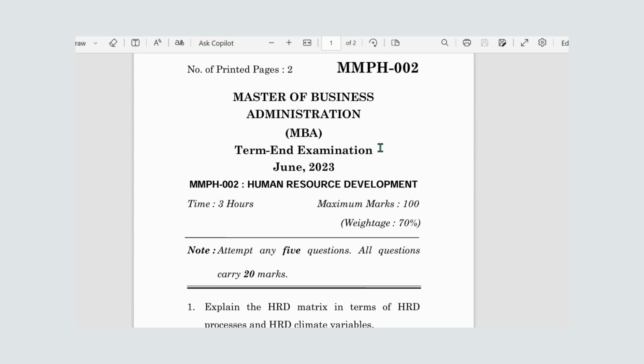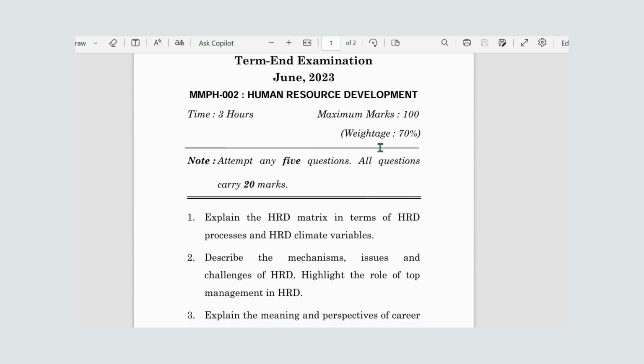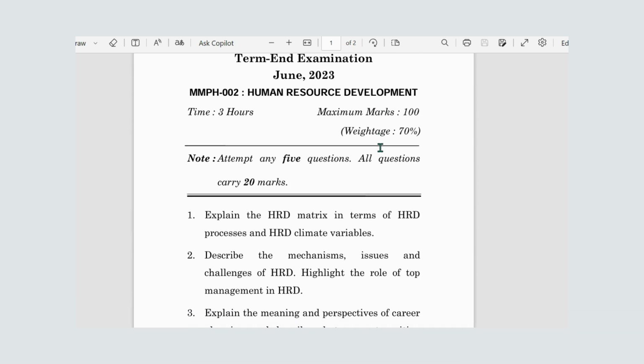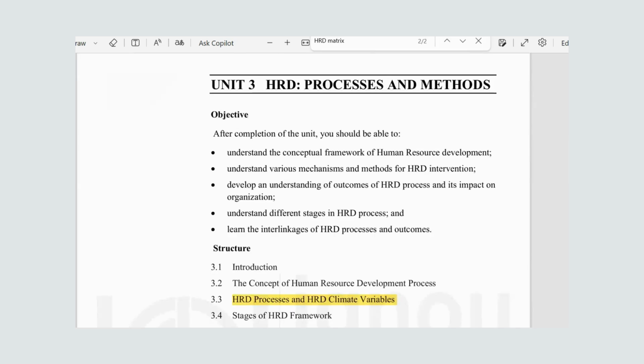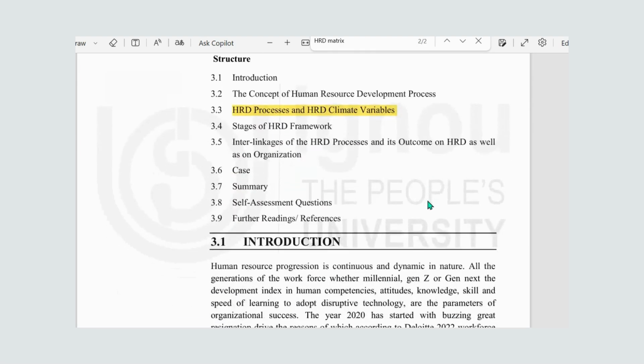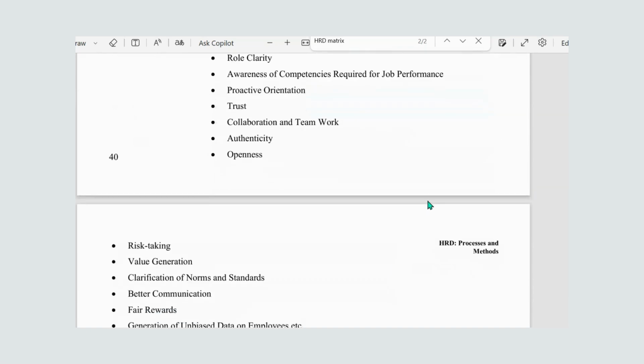The first one: explain the HRD metrics in terms of HRD process and HRD climate variables. This question we can see in our Block 1, Unit 3, HRD processes and methods. In this unit, you can find the HRD metrics and the process and all. So now let's see the answers.